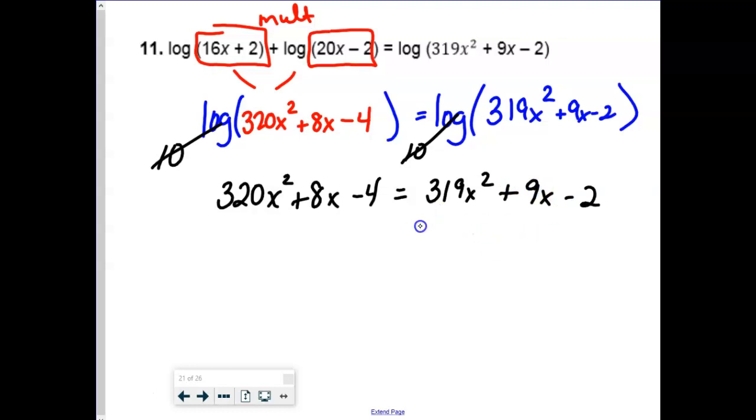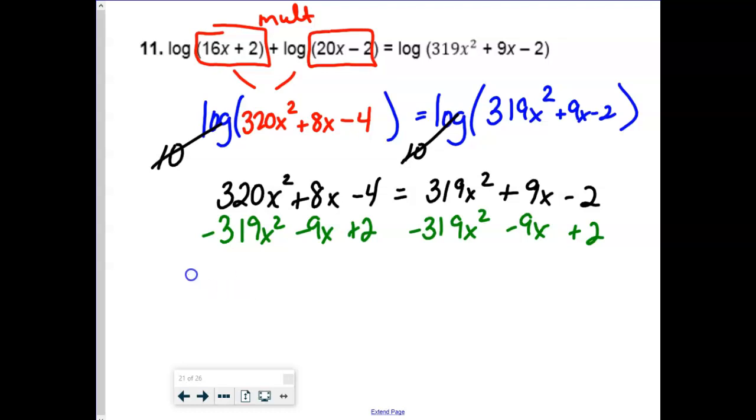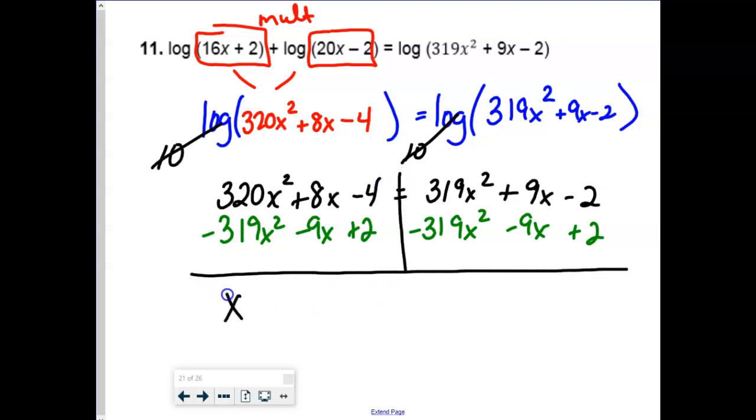Bring everything to the left-hand side. So, subtracting 319x squared, and then subtracting the 9x, and then adding the 2. And we have a little baby quadratic, x squared minus x minus 2. Well, that did not turn out how I thought it was going to turn out, so that was good.